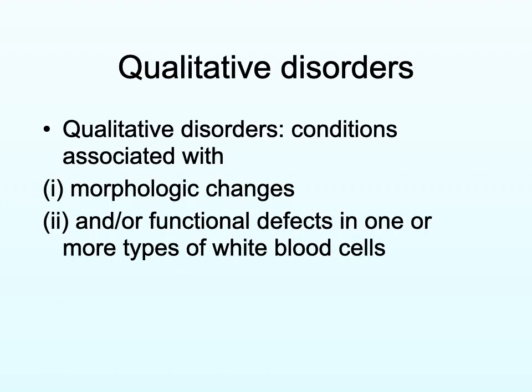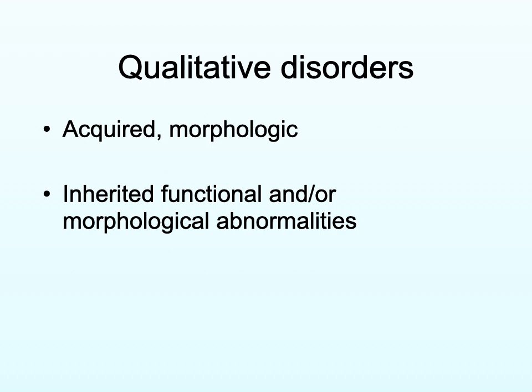So, we have finished the quantitative disorders. Next, the qualitative disorders of leukocytes. Qualitative disorders of white blood cells are conditions associated with morphologic and/or functional changes in one or more types of white blood cells. They can be divided into either acquired or inherited.